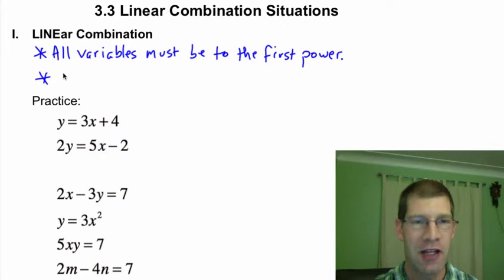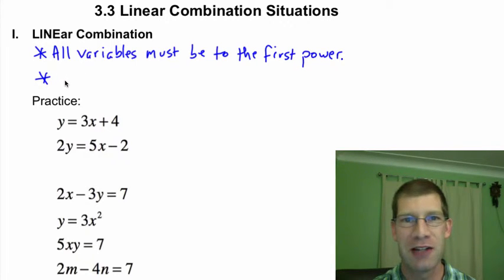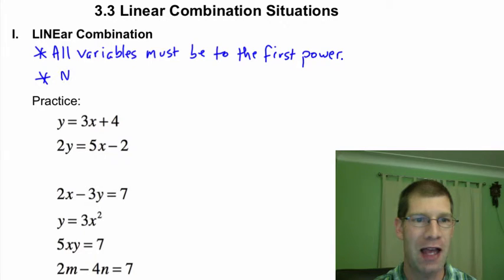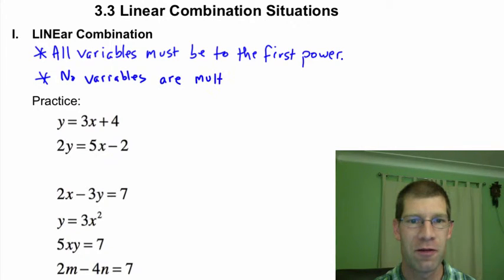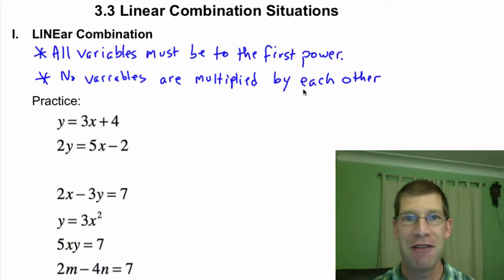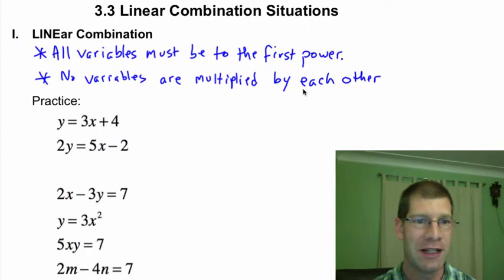Second one is no variables are multiplied by each other. So you can't have an x times a y. So no variables are multiplied by each other. Or in other words, you can't have a variable times a variable.